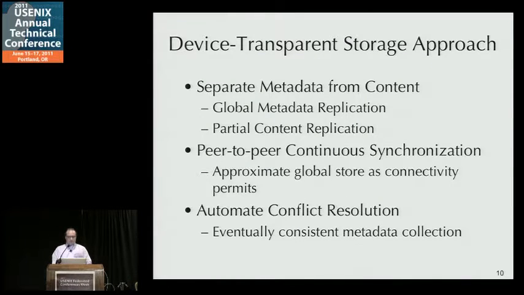Okay, so we need to add two more pieces to make this work into a useful system. As I said before, we need to separate metadata from content. We also need two more pieces. We need a peer-to-peer continuous synchronization method, which will provide us the approximation of this device transparent storage system, and this will proceed as fast as network connectivity permits. And for those times when we make changes from a disconnected device, we need a way of automating conflict resolution as much as possible so that we'll end up with an eventually consistent metadata collection.